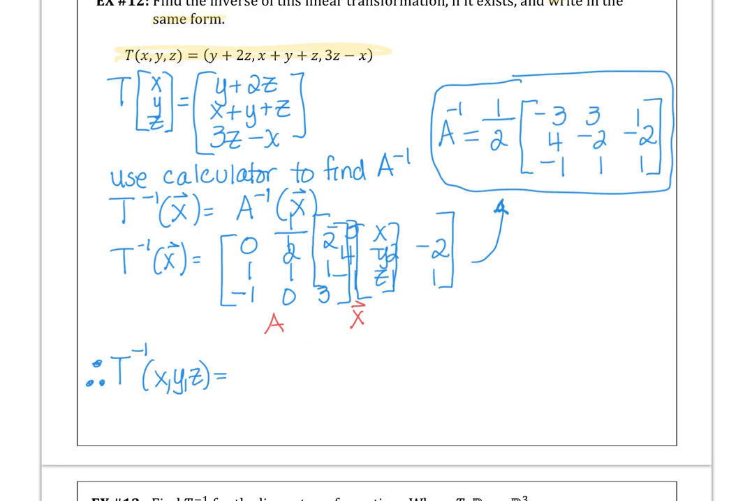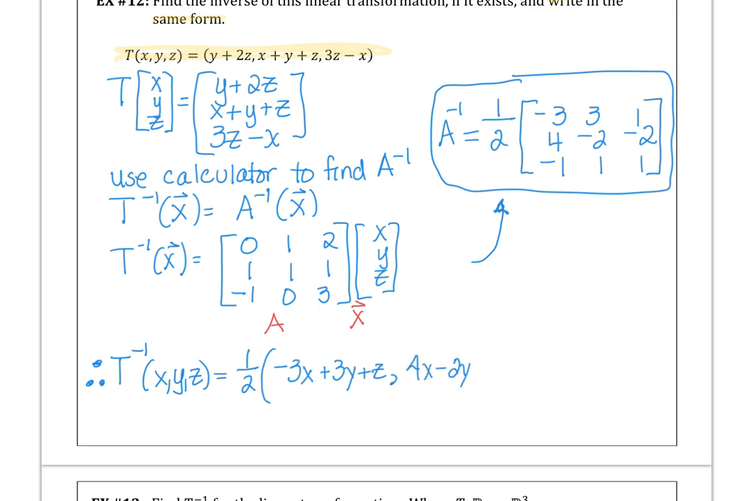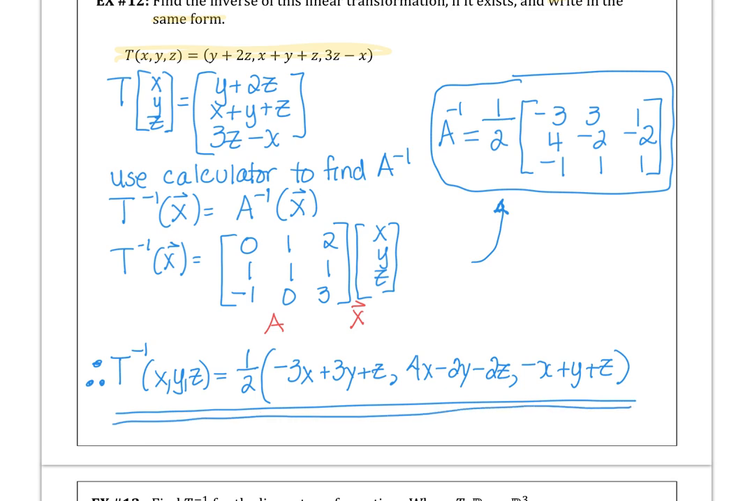Okay, I have our inverse moved up here, and we want to write in the same form we were given here. So we're going to write this in the same format. We have to pull 1/2, and then we've got -3x plus 3y plus z off of the top row. The second row is 4x minus 2y minus 2z for the second row. And finally, -x plus y plus z off of the third row. This is our transformation inverse on x, y, z in the same format that we were just given.